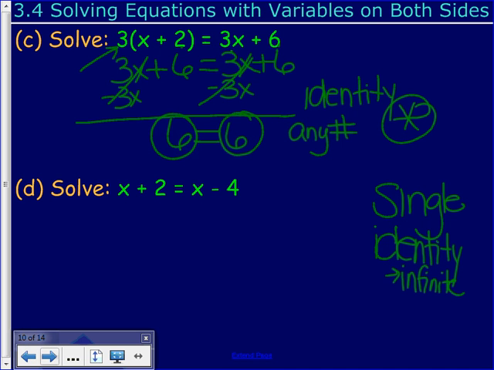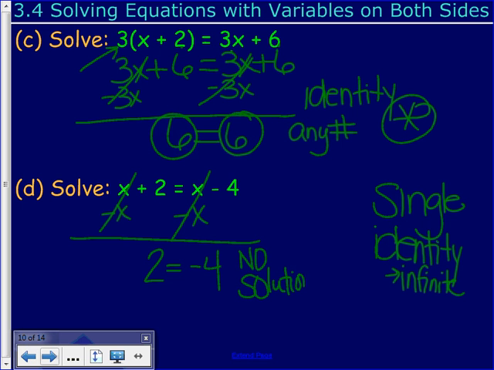And then let's try this last one, D. x minus 2, x plus 2 equals x minus 2. Let's subtract x from both sides. Cancels there and it cancels there. So I'm left with 2 equals negative 4. Is that true? That is not a true statement. Since 2 does not equal negative 4, this is a no solution. No, there isn't a number I could put in for x that would make this equation true.